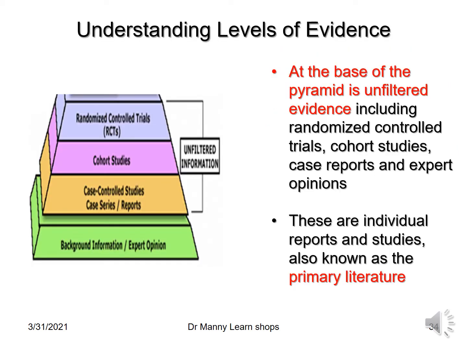When we understand further, at the base of the pyramid, this is unfiltered. And this includes randomized controlled trials, cohort studies, case reports, and the opinions of experts. And these are individual reports and studies, and they can also be known as primary literature.